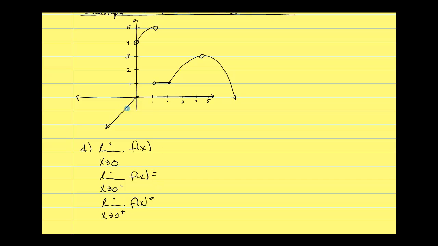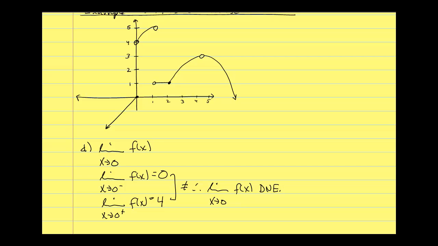Well, here's 0. As we approach from the left, my y value is approaching 0. As we approach from the right, my y value is approaching 4. Now remember, it doesn't have to equal 4, it's approaching 4. These are not equal, therefore the limit as x approaches 0 of f of x does not exist, because the limit from the right does not equal the limit from the left.